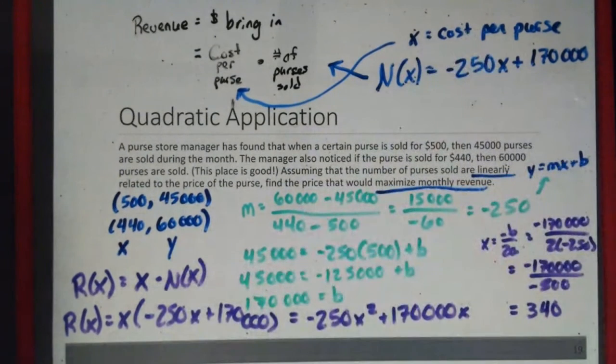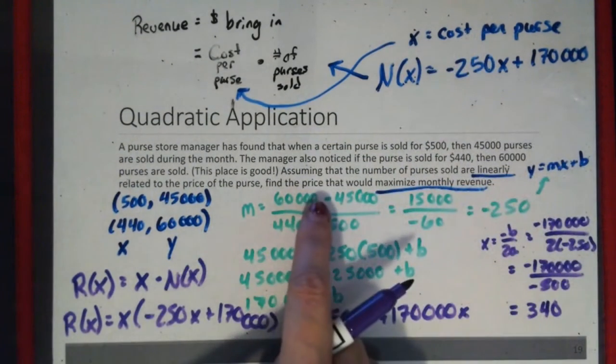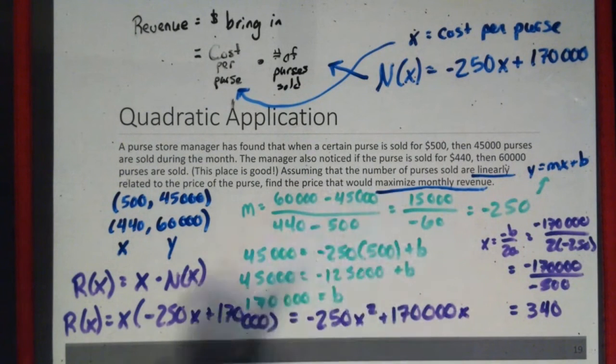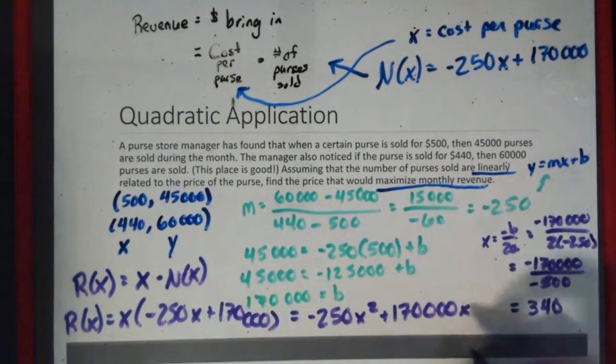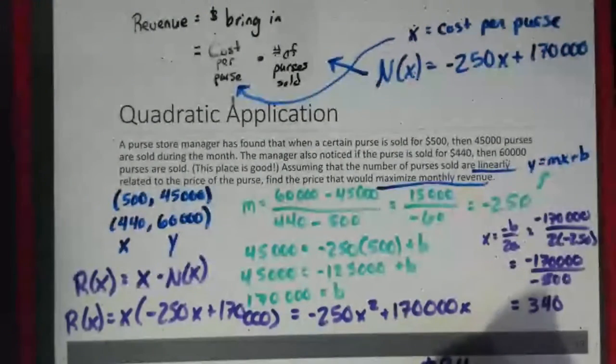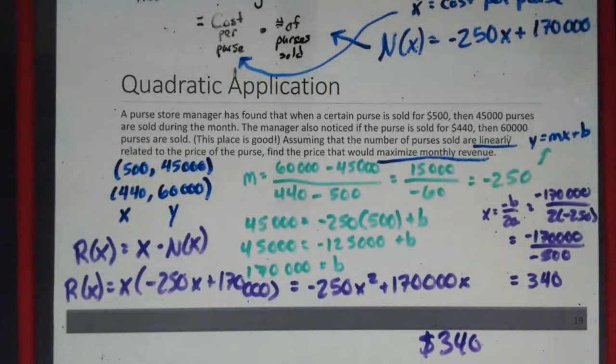X was the cost per purse. We wanted to find the price of the purse that would maximize monthly revenue. We found that X value. We are looking for $340 as our answer.